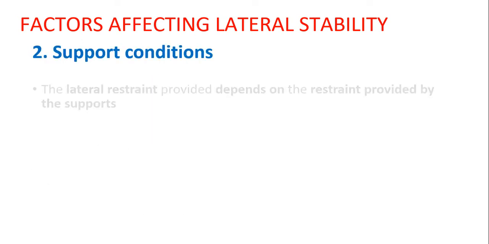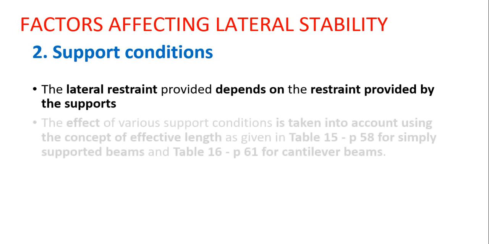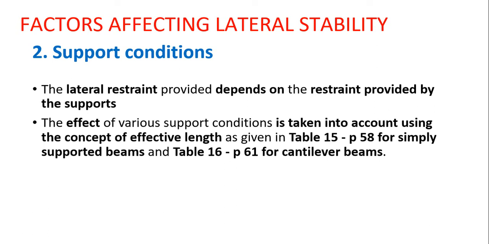The next is the support conditions. The lateral restraint provided depends on the restraint provided by the supports. The effect of various support conditions is taken into account using the concept of effective length as given in table 15 of page 58 for simply supported beams and table 16 of page 61 for cantilever beams. So the supports are fixed. Obviously it is a laterally supported beam, and the effective length also plays a major role here. If you are using a simply supported beam, you can get the values from table 15, and if you are going for cantilever beams, you can get the values from table 16.